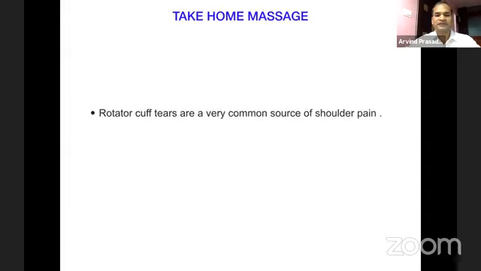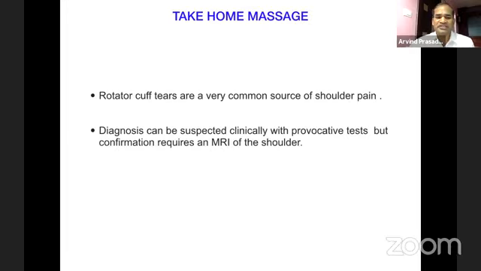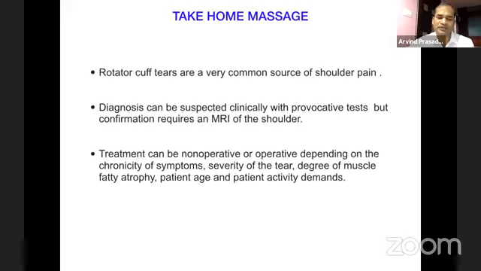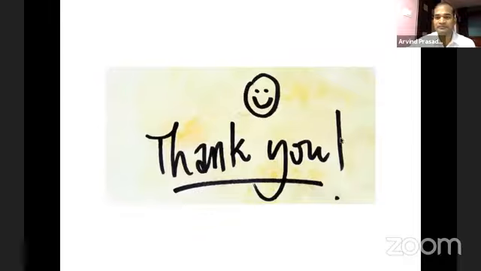So rotator cuff tear is a very common source of shoulder pain. Diagnosis can be suspected clinically with the test, and confirmation requires MRI of the shoulder joint. Treatment can be non-operative, that is conservative management, that includes physiotherapy, injections, oral medicines, and operative, depending upon the chronicity of the symptom, severity of the tear, degree of the muscle fatty infiltration, patient age, and the patient activity demand. Thank you.